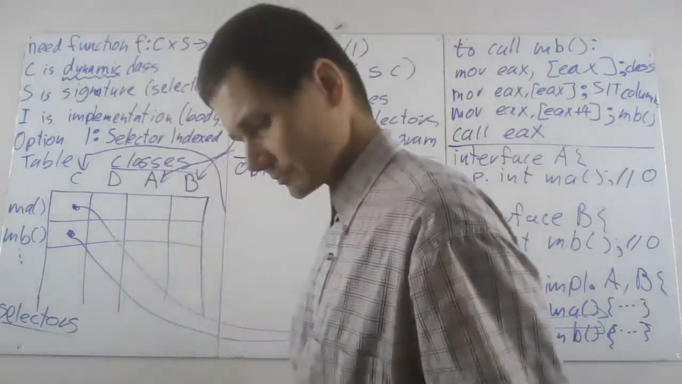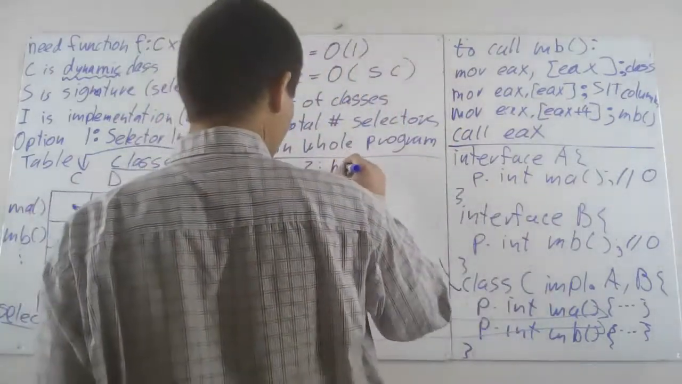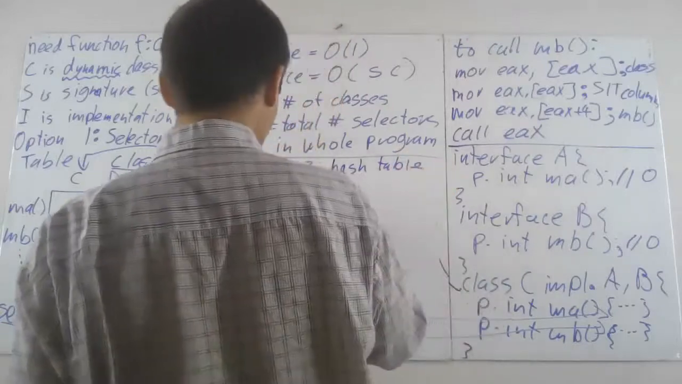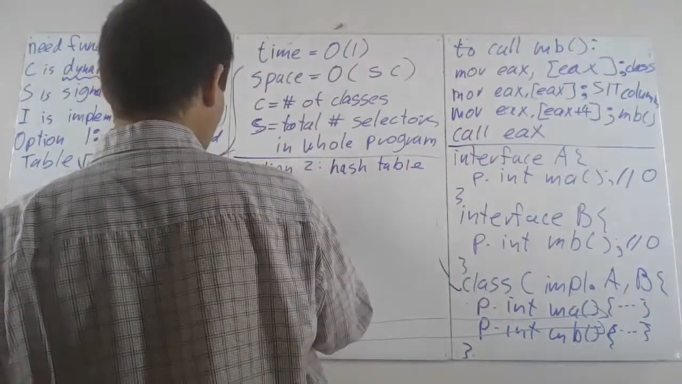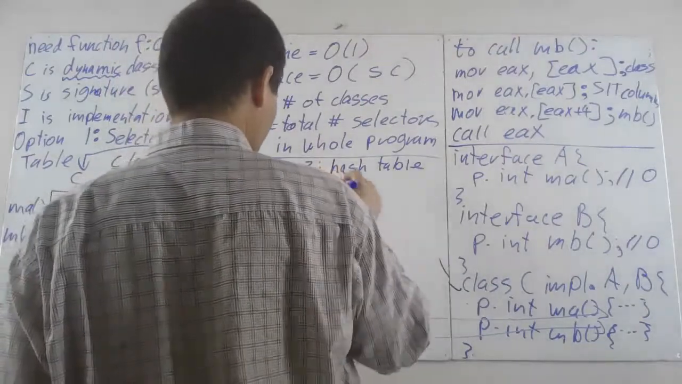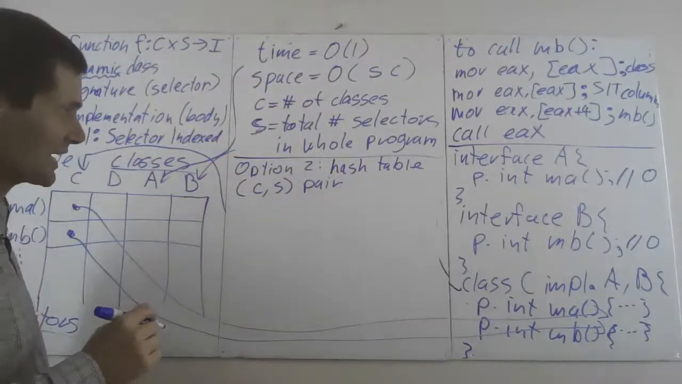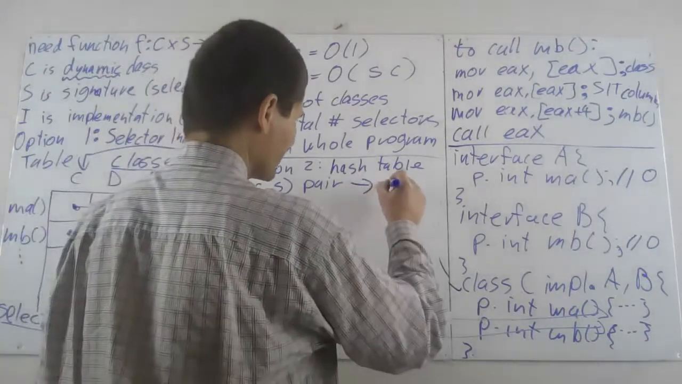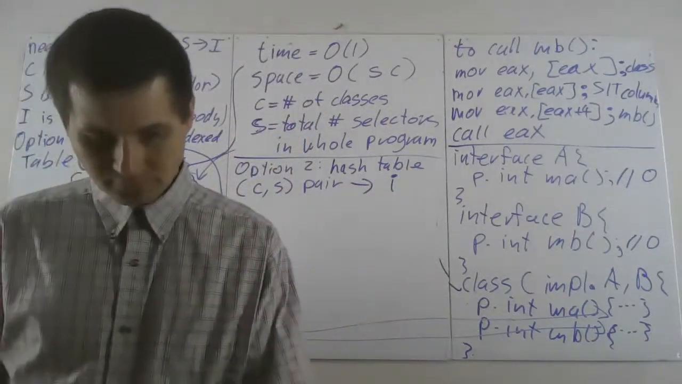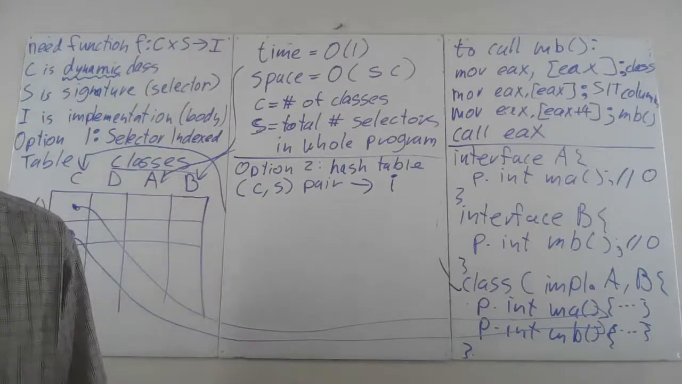So, hash table. We have a class and selector pair, right? And we would hash that, and we would map it to an implementation address I. Okay.